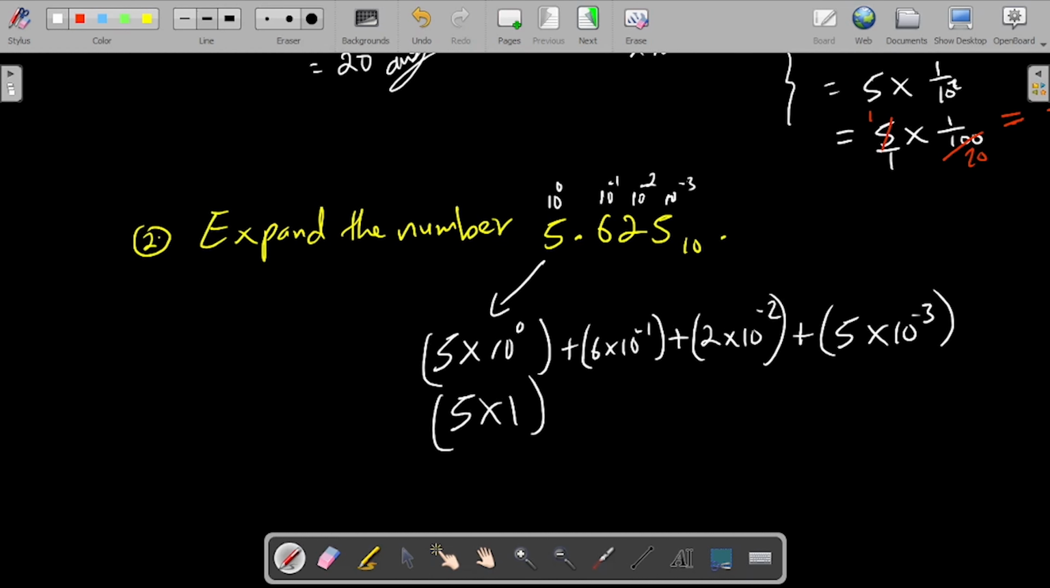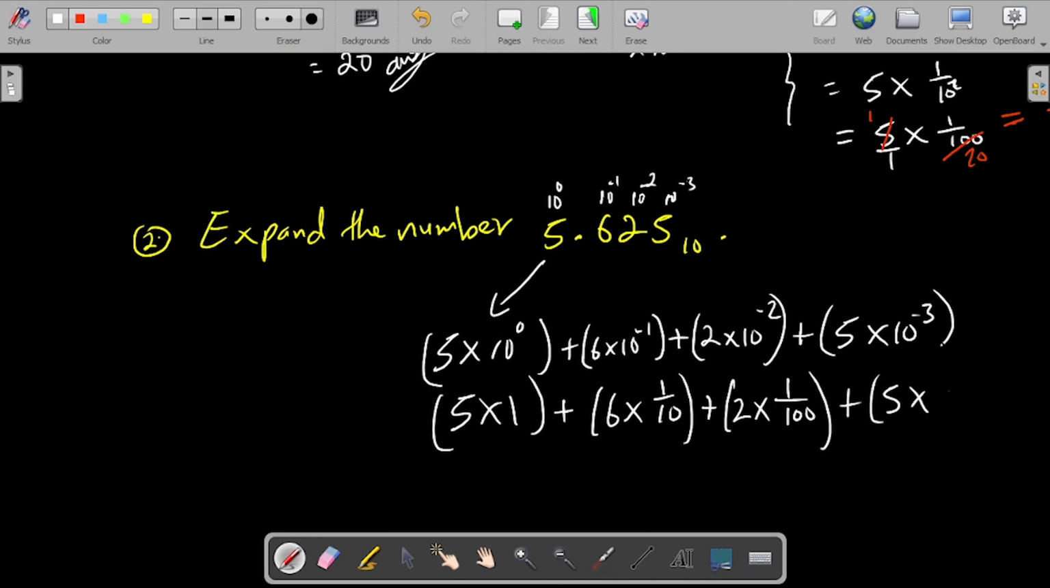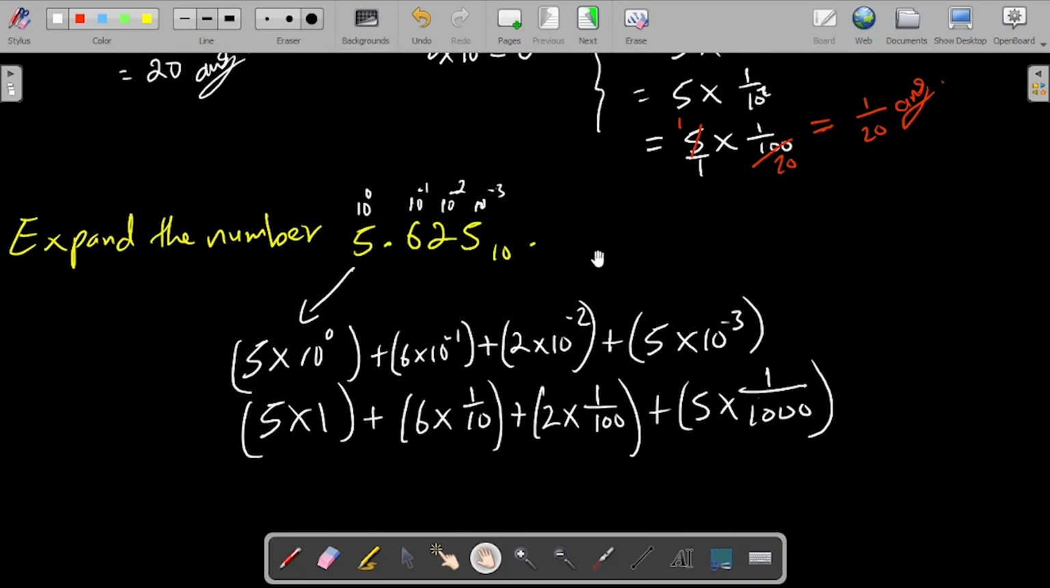So that's 5 times 1 plus 6 times 10 to the power of negative 1, right? This is the same as 6 times 1 over 10 plus, right, 2 times 10 to the power of negative 2, that's 2 times 1 over 100 plus 5 times, right, 10 to the power of negative 3, that's 1 over 1000. And that is 5.625 in expanded form.